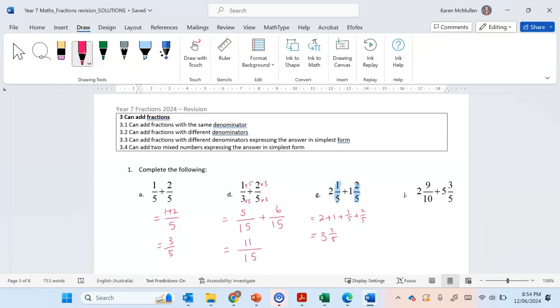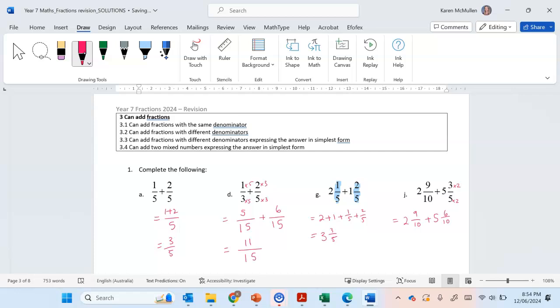All right, question J. We got 2 and 9/10 and 5 and 3/5. So I do have to change the denominators to be the same. So I'm going to change them to both be over 10. The first one I don't need to change because it's already over 10, and I'm only changing the fraction part. So I multiplied that by 2 and that by 2. So 2 and 9/10 plus 5 and 6/10.